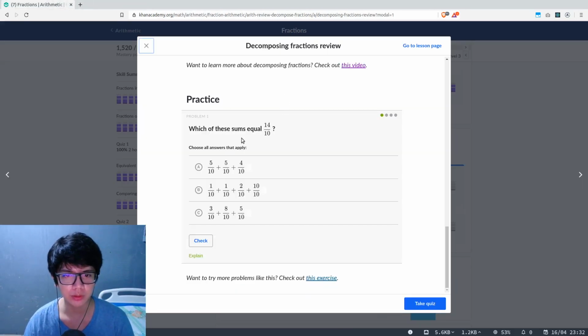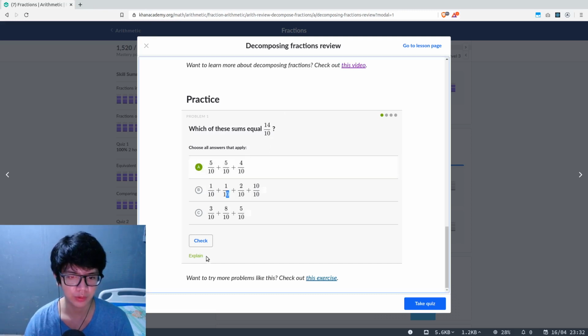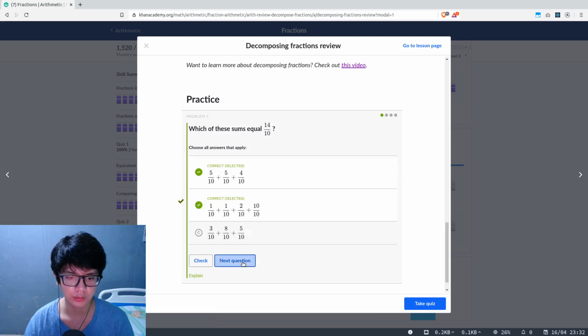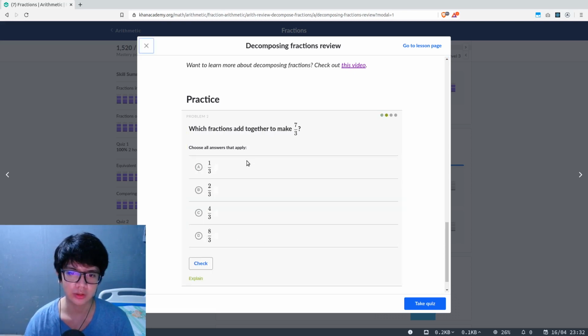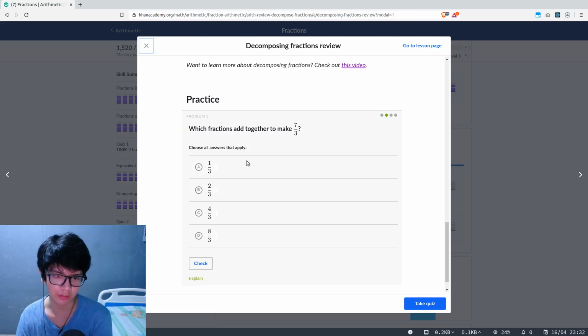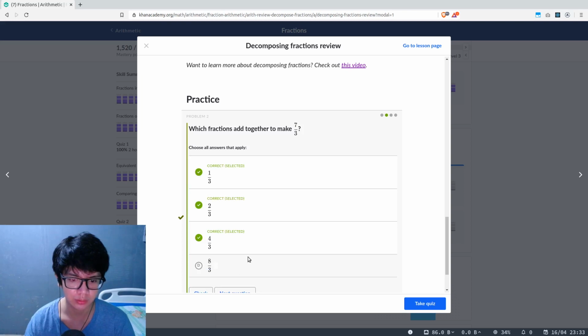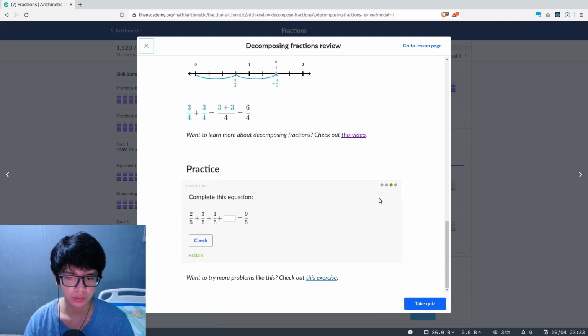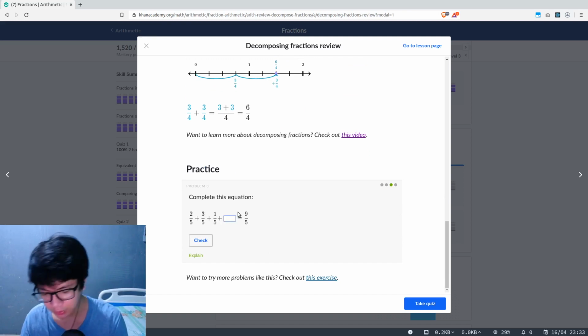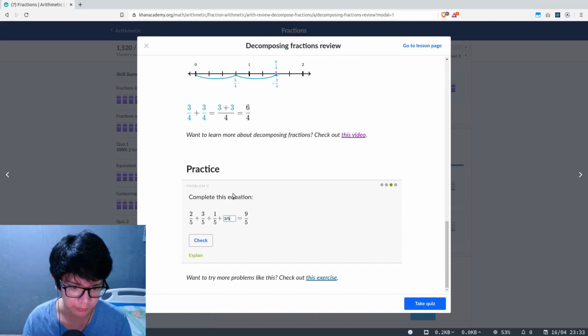Which of these sums equal 14 tenths? No, it's not 14 tenths. Which fractions add together to make 3 sevenths? Oh wow, this is cool. Okay, let's make 7.